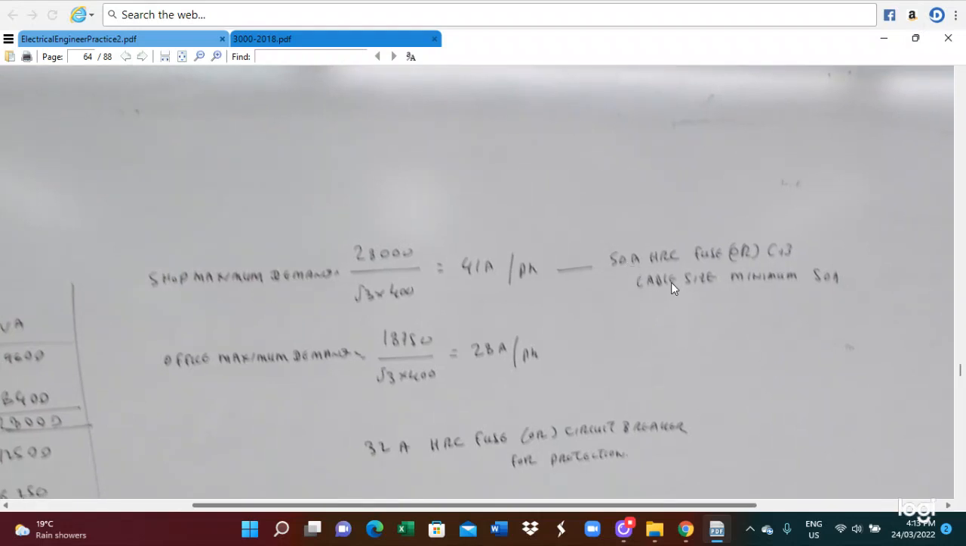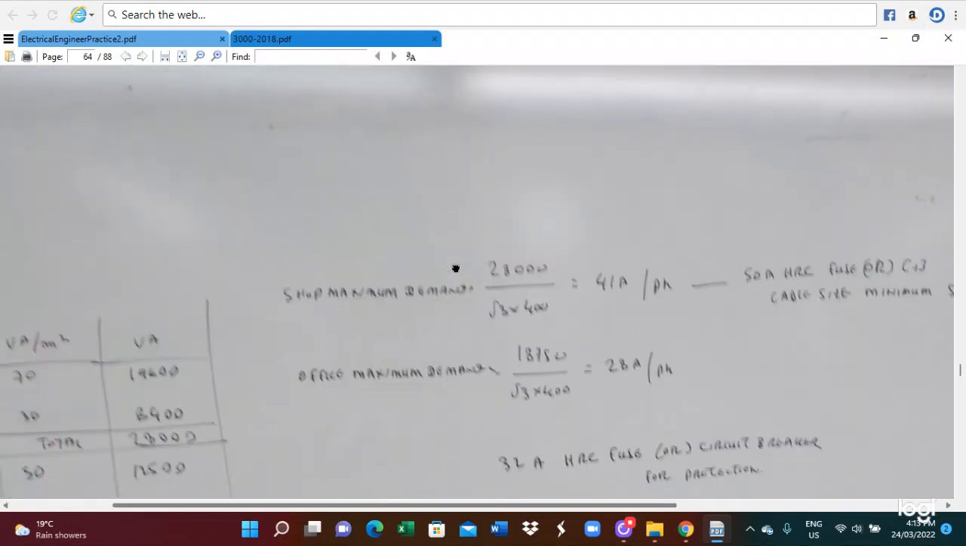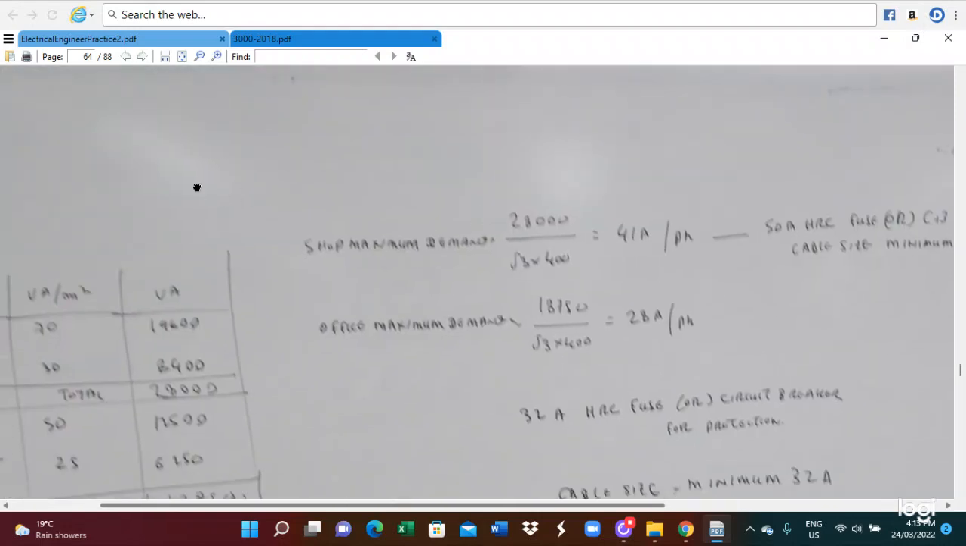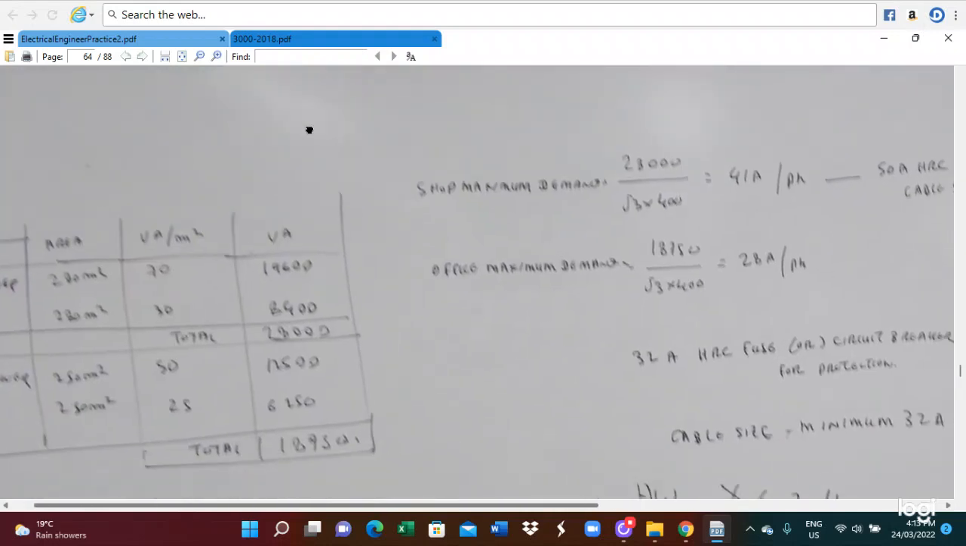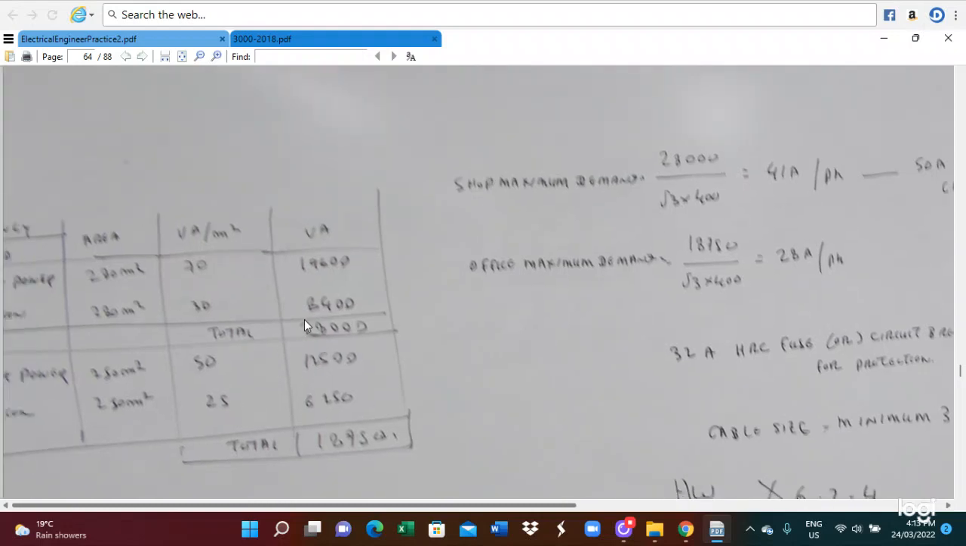So after you got this for the shop and office, the maximum demand has to be calculated. So we calculate the maximum demand. In this case, the shop maximum demand is this one, and the office is this one. So the shop maximum demand is 28000.